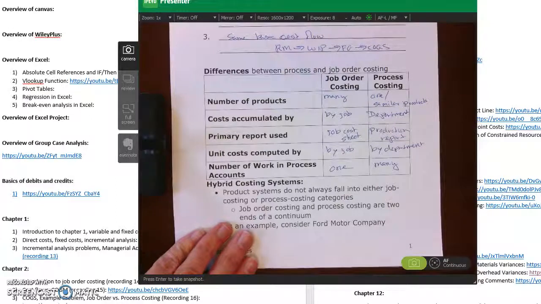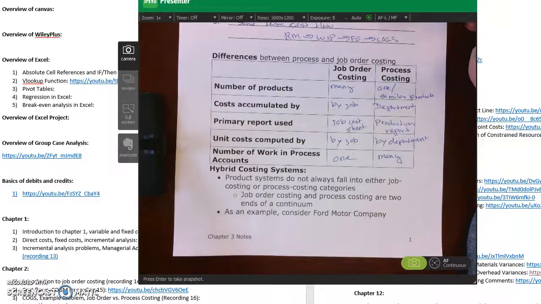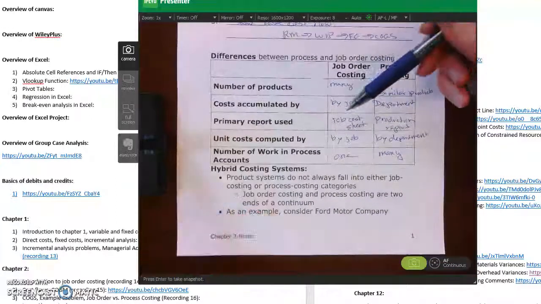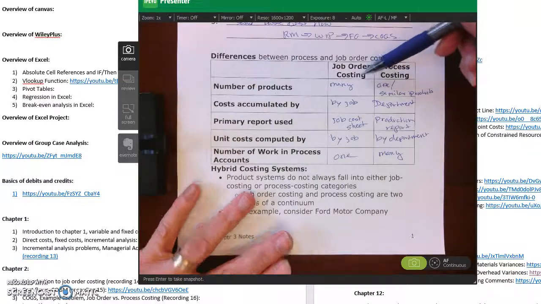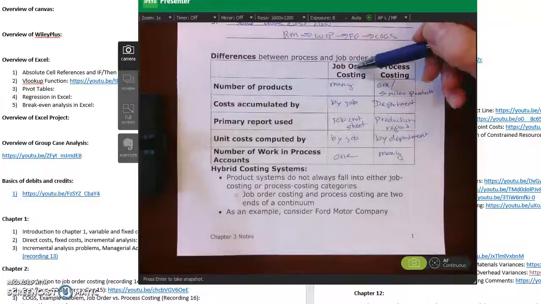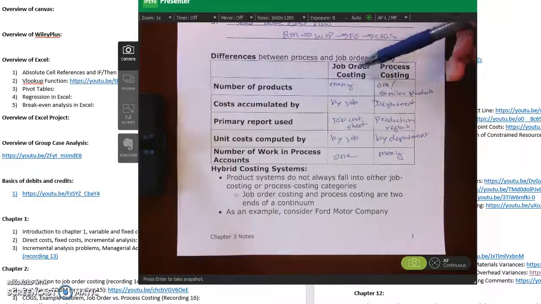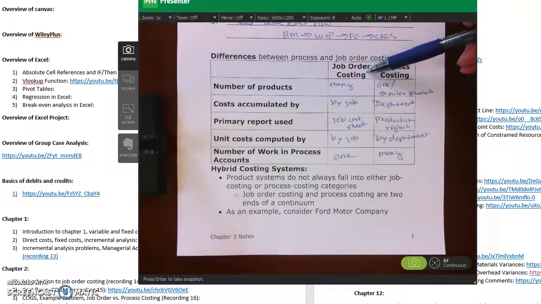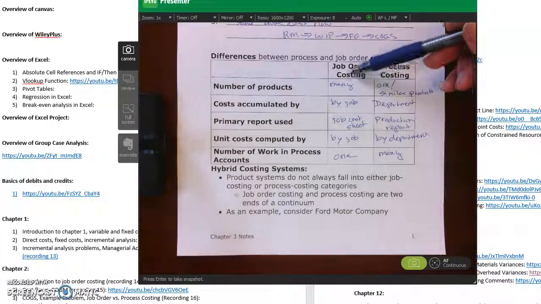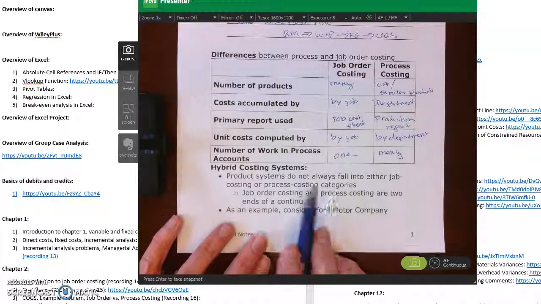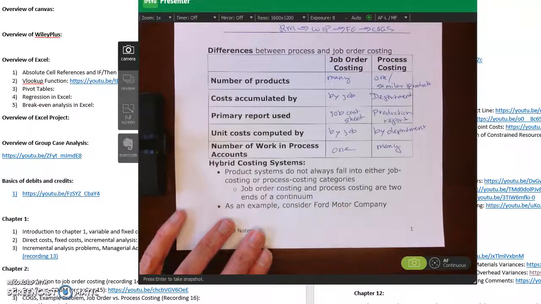Now, the way I've gone over this and the way we'll address this in this class is that we treat a company as either this or that, so we're treating this as a dichotomy. But in the real world, this is really two ends of a continuum, from job order to process costing. So you can have some companies that use a hybrid system, using some job order and some process. They're in between. That's what we say over here: product costing systems don't always fall in between; job order and process costing systems are the two ends of a continuum.